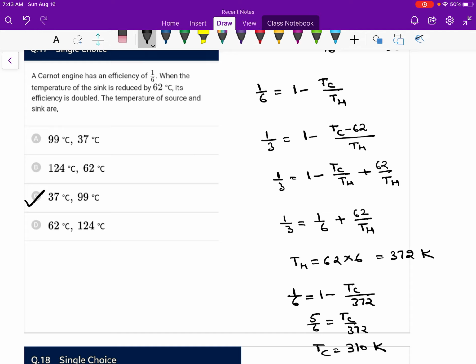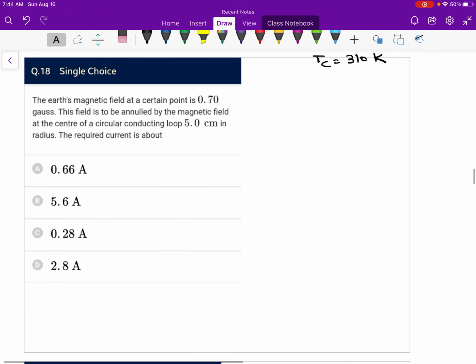The temperature of the source and sink. So source is 99 and sink is 37. So A is a correct option.